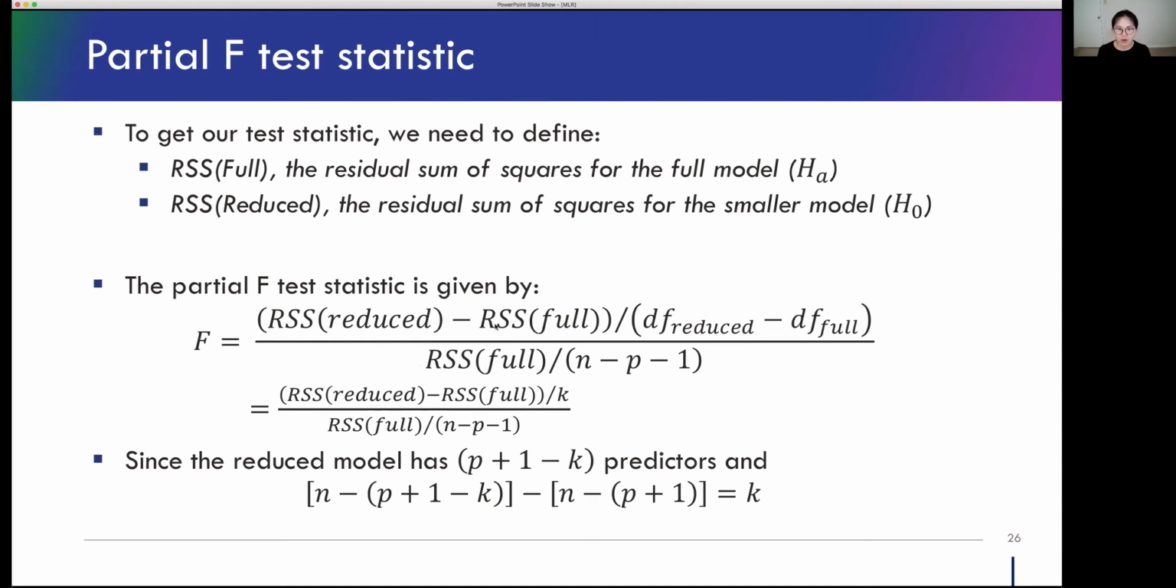And the denominator for this partial F-test statistic is the residual sum of squares of the full model divided by its corresponding degrees of freedom. So basically, it's this F-test statistic.